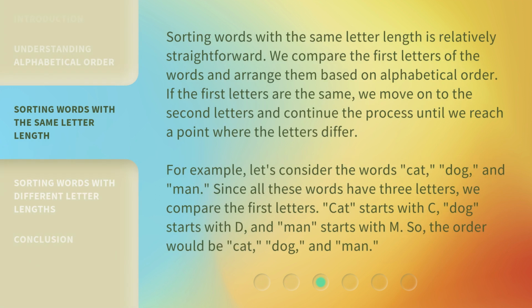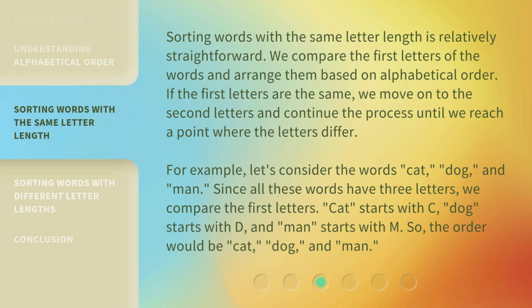Sorting words with the same letter length is relatively straightforward. We compare the first letters of the words and arrange them based on alphabetical order. If the first letters are the same, we move on to the second letters and continue the process until we reach a point where the letters differ.